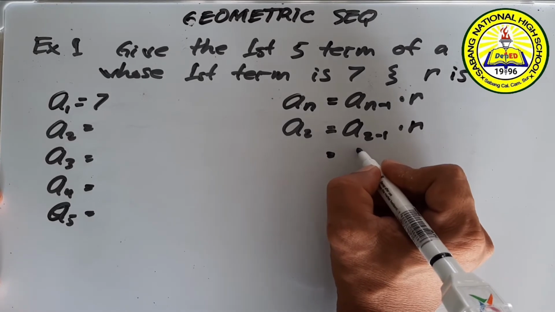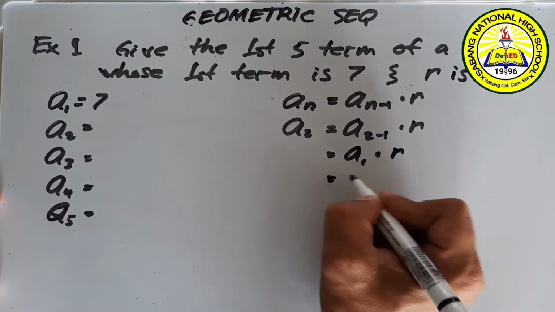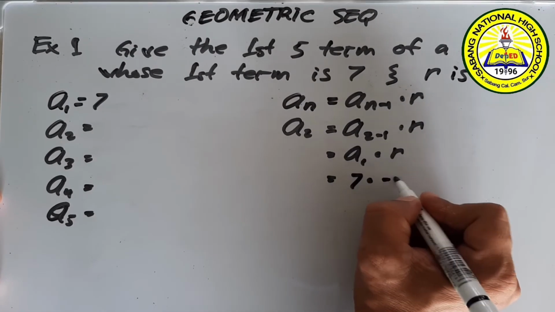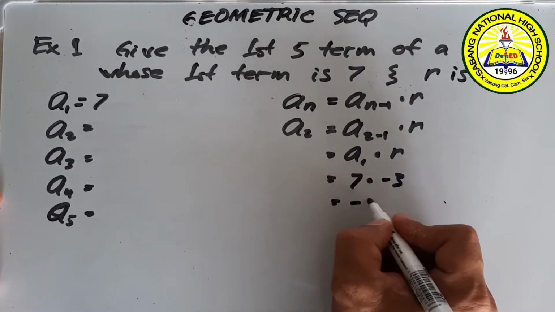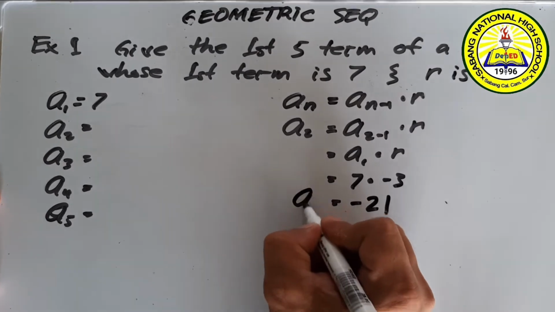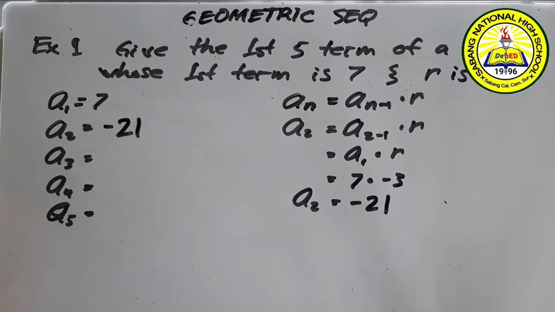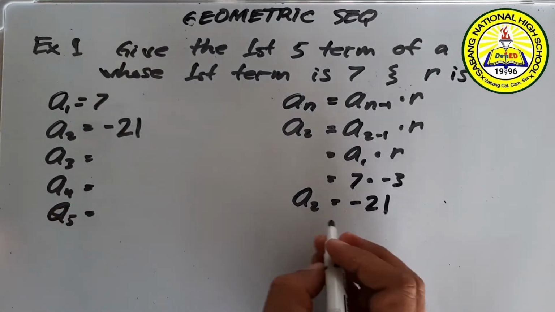That is a sub 1 times the common ratio. A sub 1 is 7 and the given common ratio is negative 3. So we have 7 times negative 3. The answer is negative 21. Therefore, a sub 2 is negative 21.